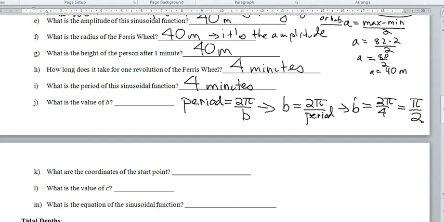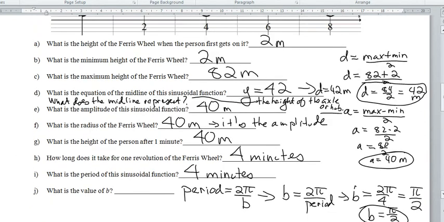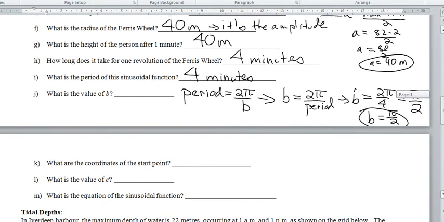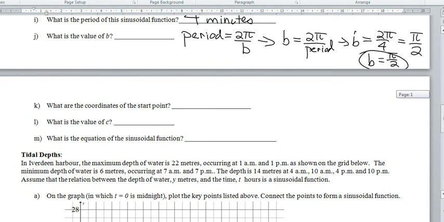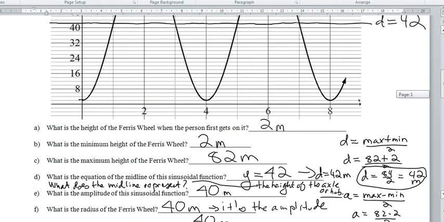And usually we'll leave b as a fraction of pi. We won't actually calculate the value, because we've got the pi key on our calculator. If we want to graph this, we can just put it into our calculator and go b is equal to pi over 2. Okay, so b is pi over 2. So we have calculated A, we have calculated B, we have calculated D. All right, what are the coordinates of the start point?